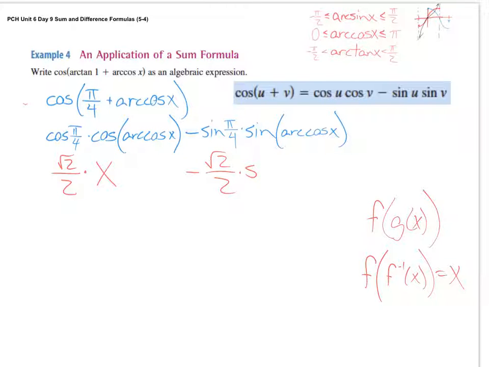Wait, what do you mean by multiplication? Like you're multiplying cosine times arc cosine squared x? So you're not distributing, is what you're saying. No, we're not distributing, we're using this formula right here. Cosine u is the pi over 4, that's the u. The arc cosine of x, that's our v. But when you say don't think of it as multiplying, you mean don't think of it as distributing, and it would be arc cosine squared x? Is that what you're saying?